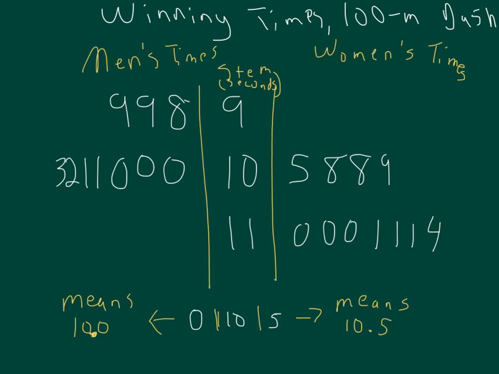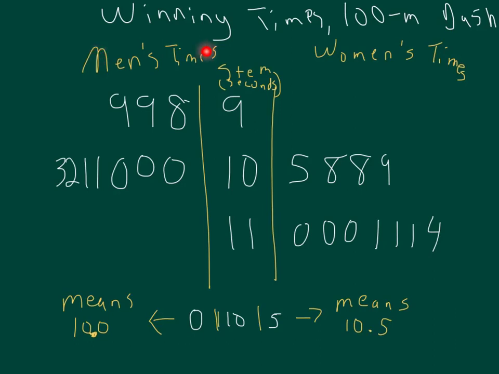What we use it for is to compare two sets of data. And I know it looks a little confusing at first, but it's going to make sense in a second. So first off, we have right across here is our title. It's the winning times for the 100 meters dash. We have our women's times and we have our men's times.